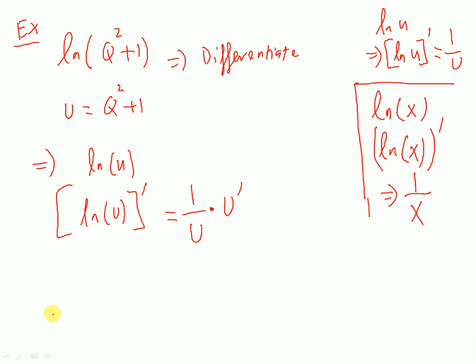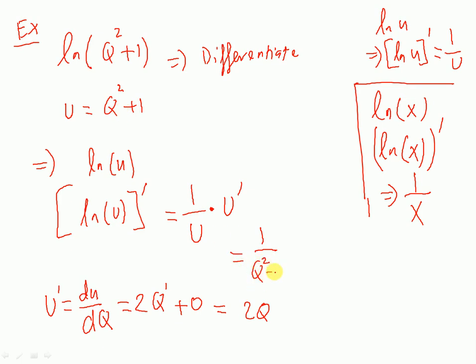And u prime in this case is du over dq, because your original function is in terms of q, right? Now q squared, bring down the 2 and then subtract 1 from that. 2 minus 1 is 1. The 1 here is a constant. You take the first derivative, it gives you 0, so we just have 2q. So now let's put it back in here and convert everything back in terms of q. 1 over u is 1 over q squared plus 1. U prime is 2q. Multiply with 2q. So this is your answer.